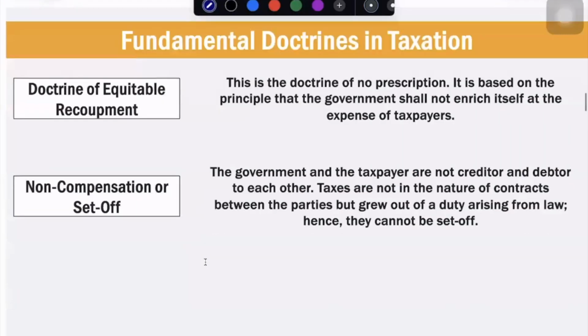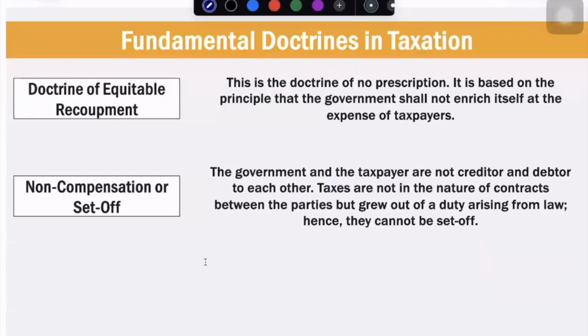Next, doctrine of equitable recoupment. What is this doctrine of equitable recoupment? This is the doctrine of no prescription. It is based on the principle that the government shall not enrich itself at the expense of taxpayers. This doctrine of equitable recoupment is not applicable here in the Philippines. But normally, lumalabas kasi siya sa theory. So if ever, you just try to familiarize yourself with the doctrine of equitable recoupment.